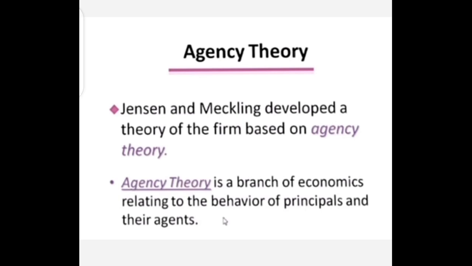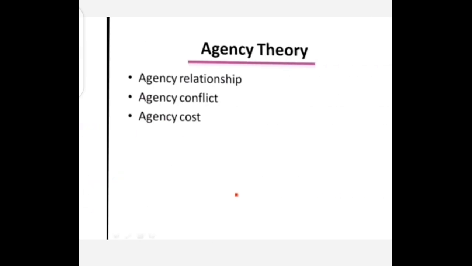The principals have separate goals and the agents have separate goals. So if there is a difference of goals, then there will be conflicts. So what managers have to do is work in the best interest of the principal. In order to avoid that agency conflict, the theory was given by Jensen and Meckling. Agency theory covers the agency relationship, agency conflict, and agency cost. So what is the agency relationship?